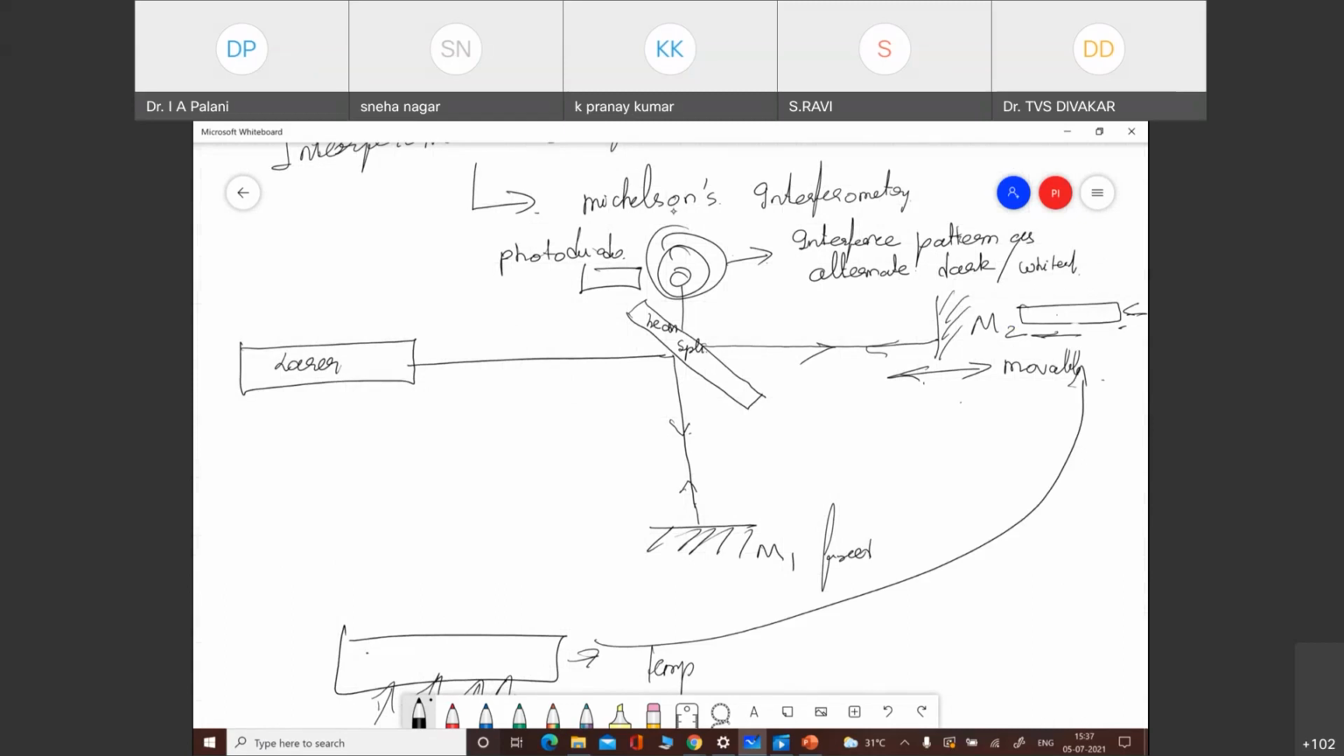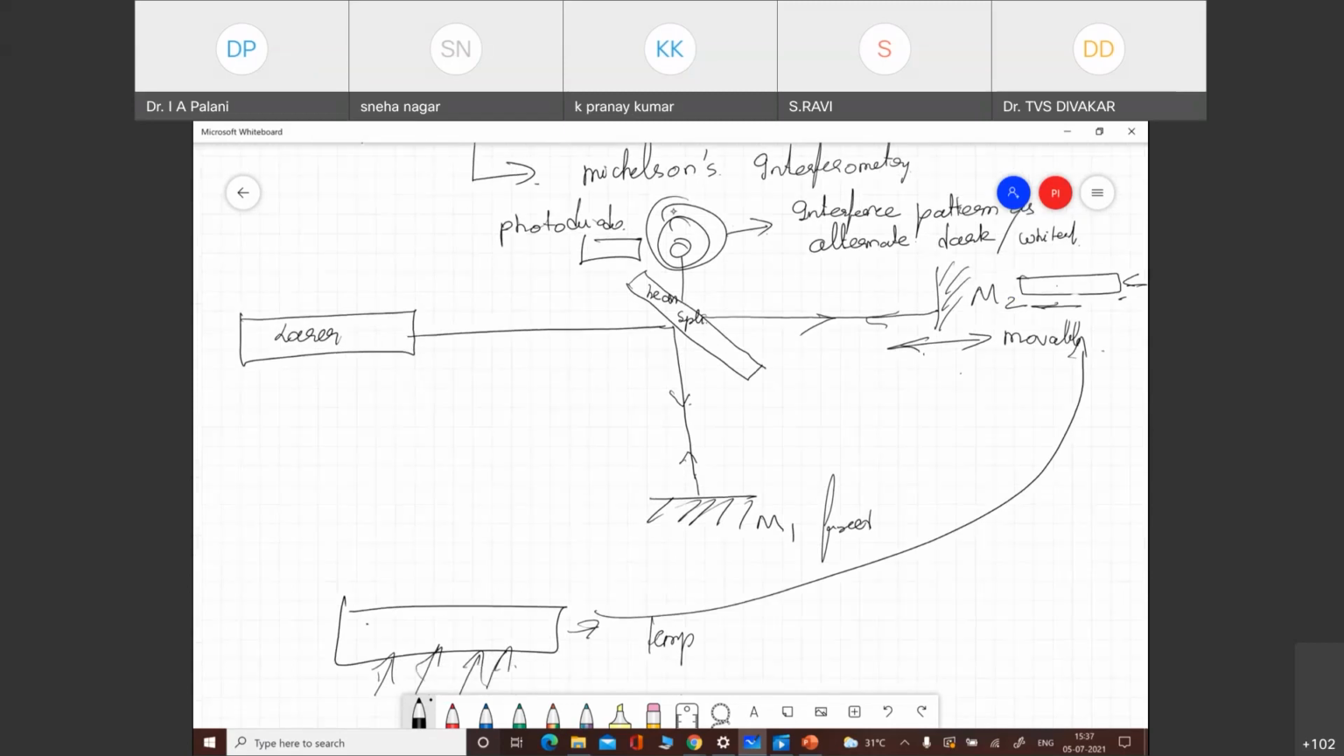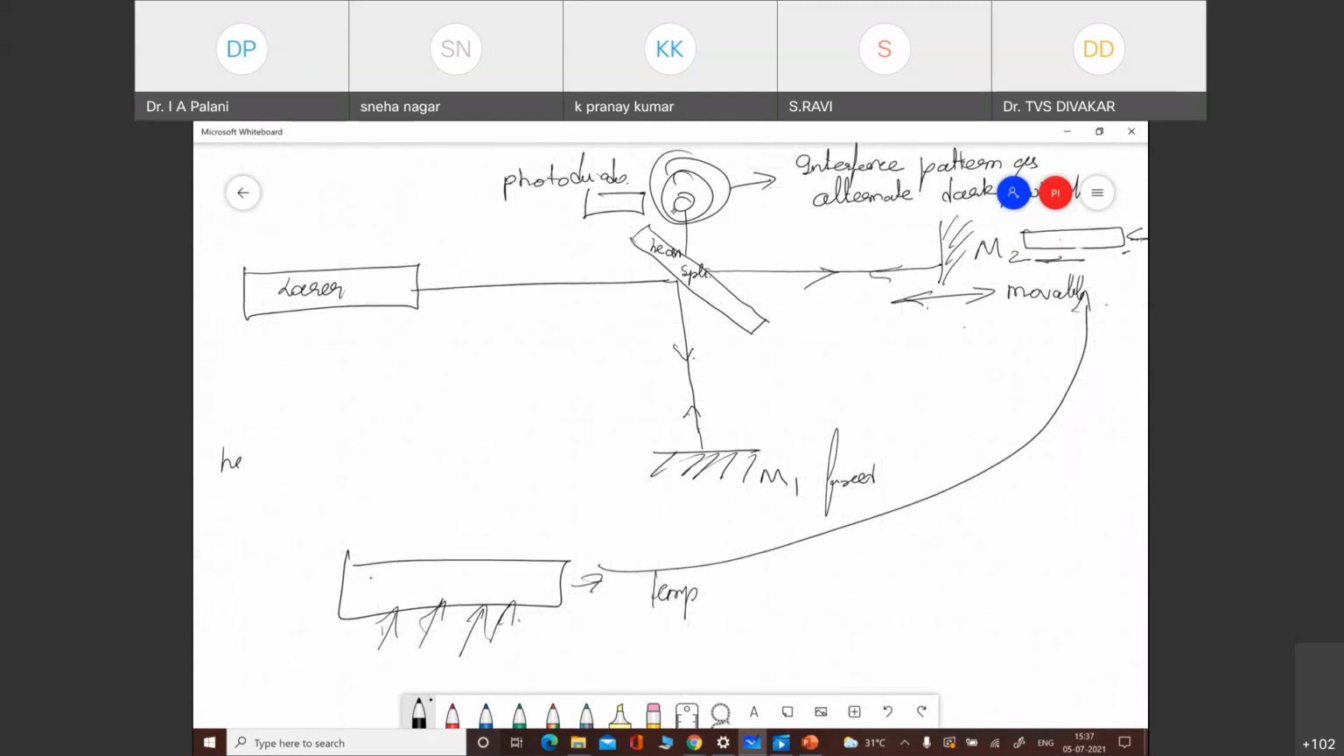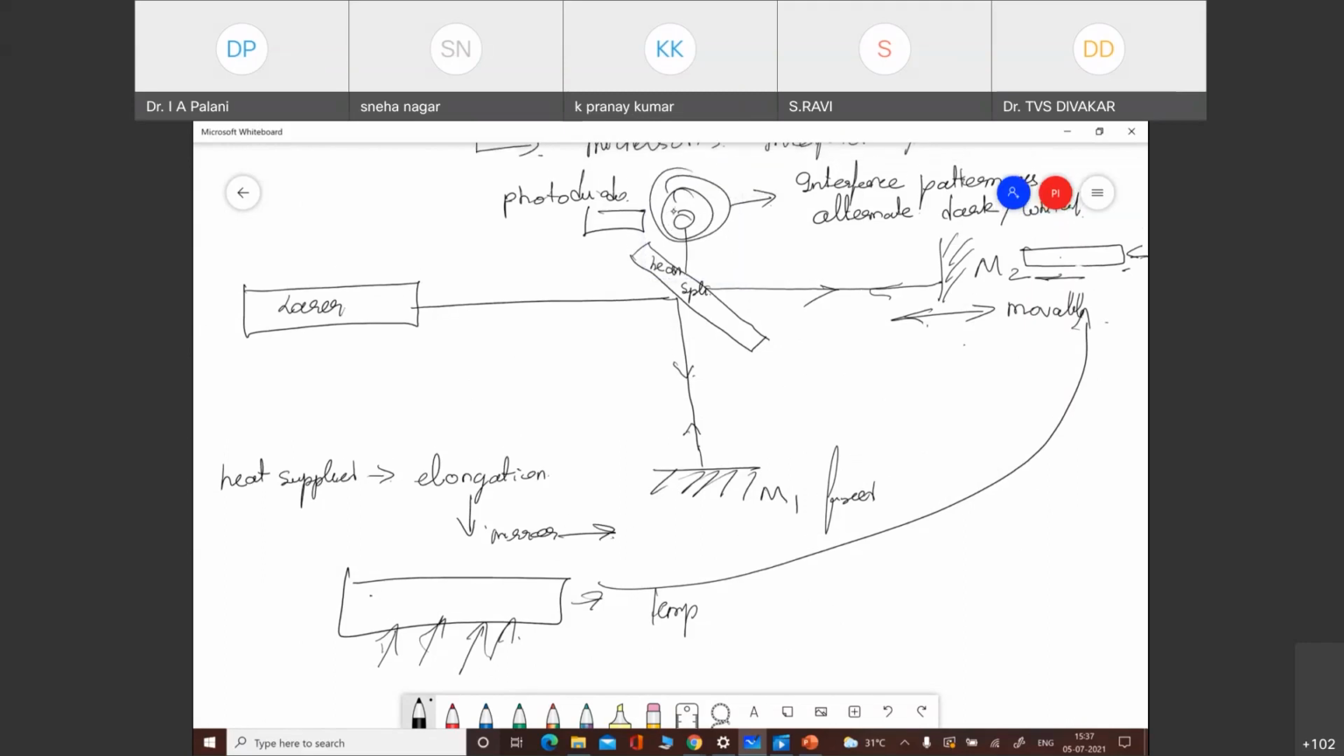So it acts as a system where heat is supplied. From the heat, there is an elongation. From the elongation, the mirror is moving. And from the mirror movement, the fringe pattern changes. The interesting part is that you are using light in the order of a few nanometer wavelength. When the light is in the order of a few nanometers, obviously it has the capability to go for a highly precise system.